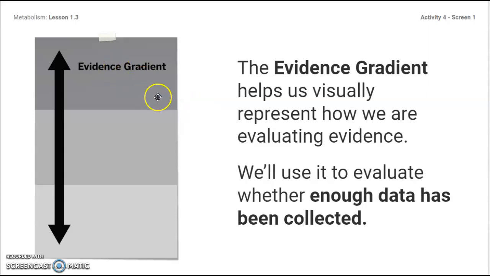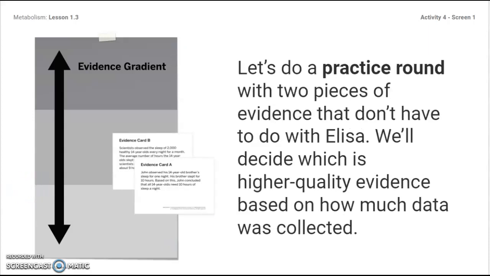So you're going to have a gradient you're going to look at. The things that are higher quality evidence are going to go on top. Lower quality evidence is going to go on the bottom. Remember, it's all about having enough data. And what you're going to do is take a practice round.